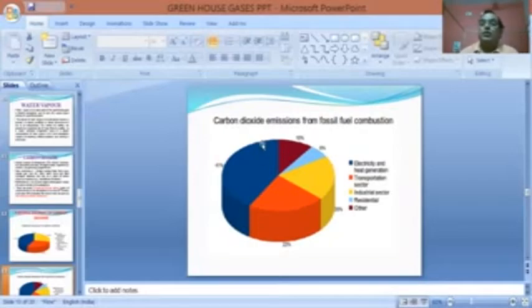So the major chunk of carbon dioxide is being added into the atmosphere by electricity generation, and that can be expected because electricity is the most huge source of energy, and we are still dependent upon carbon-based sources for generation of electricity. Had we shifted to solar energy or renewable, non-conventional energy sources, the situation would not have been that grim.